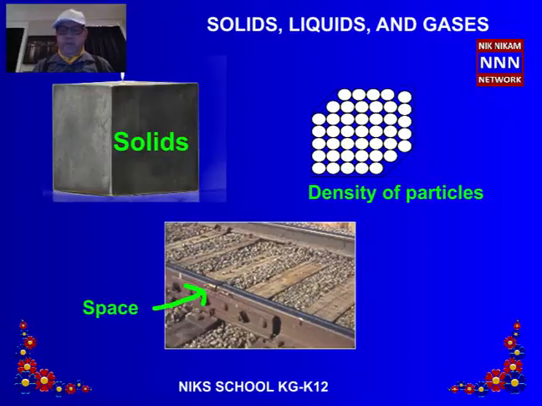Solids, as you can see here, a block of iron, that is a real solid object. A solid object maintains its shape. It does not change its shape unless someone takes a saw and cuts it. And another important aspect of solids is that the particles inside are very densely packed.